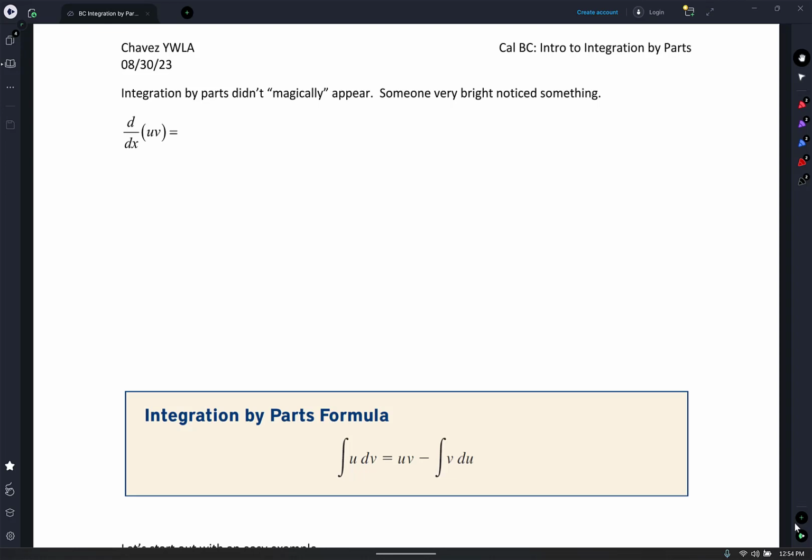All right, integration by parts. Are you guys ready? So first, let's do a little bit of rearranging so you can see where this integration by parts comes from. We're just going to do the product rule with this.